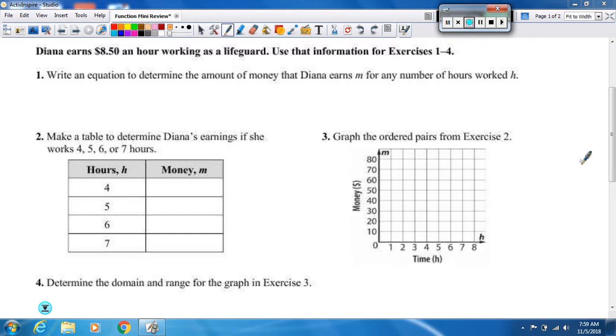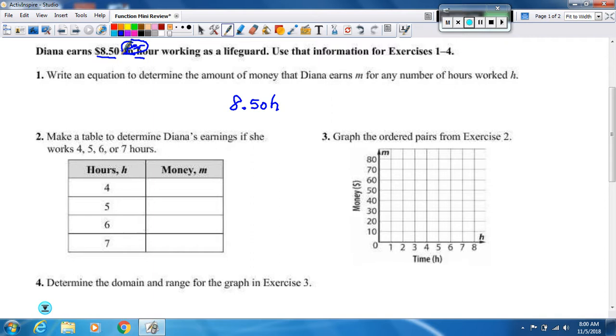Diana earns $8.50, and you can replace that with the word per. The reason that's important is because the words per, each, and every indicate multiplication. So the $8.50 has to be stuck to an H. Okay, so 8.50 H.